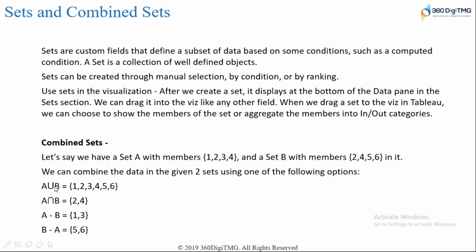What will A union B give us? A union B will give us all the members from both the sets. So 1, 2, 3, 4, 5, 6, all the unique members present in both the sets, they have come up.